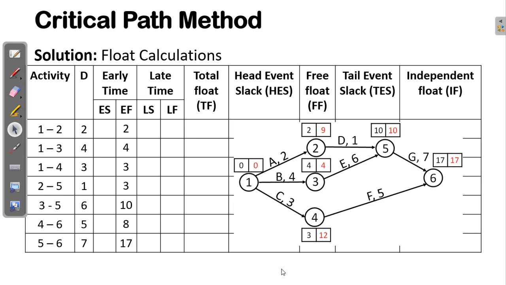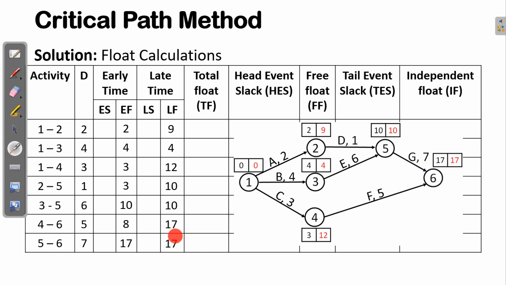Now we also have the other information in the right hand side of the box in red, representing the late finish time. Okay, so let's go quickly on how we can get this information. Starting from the last node, you can see that the late finish time for activity G and F is 17. So activity G and F, that is 5 to 6, 4 to 6, their late finish time is 17 because they share the common endpoint.